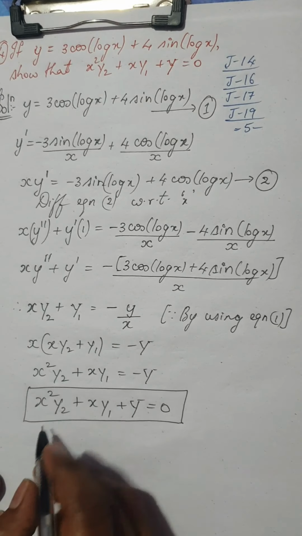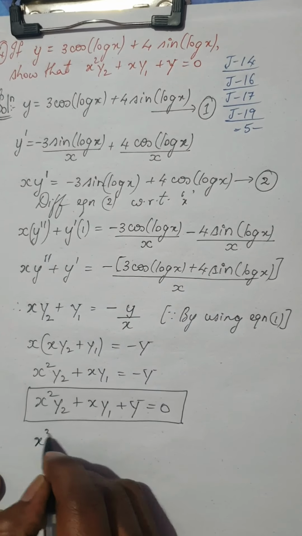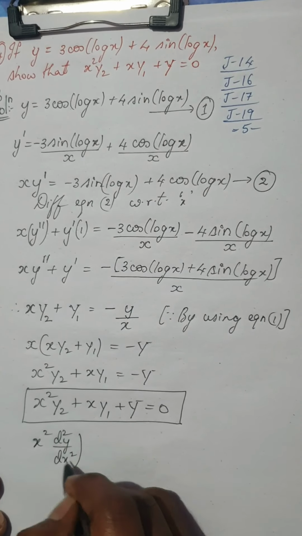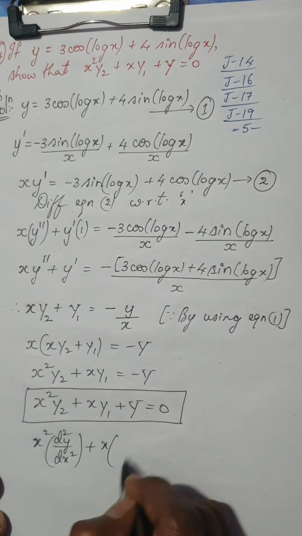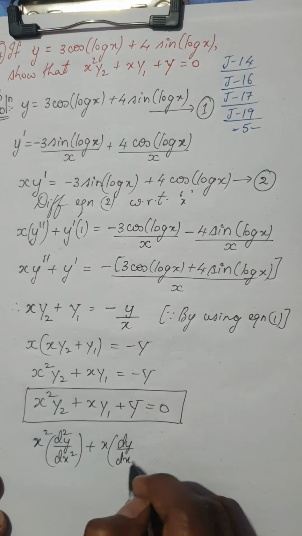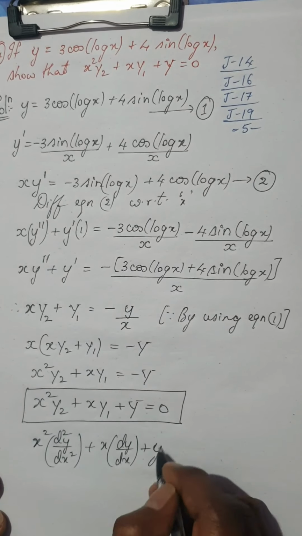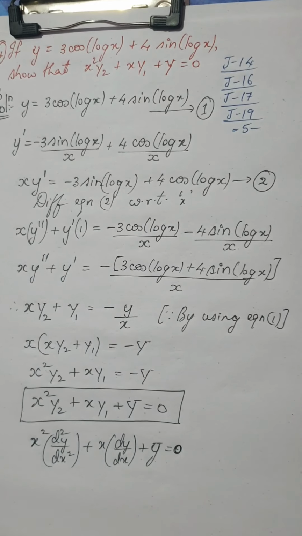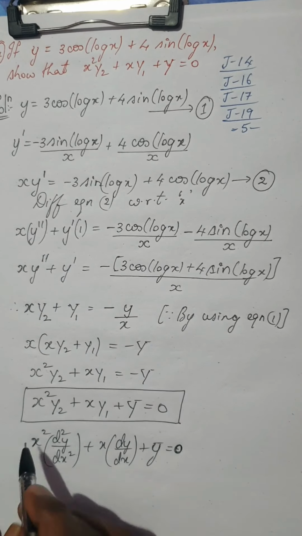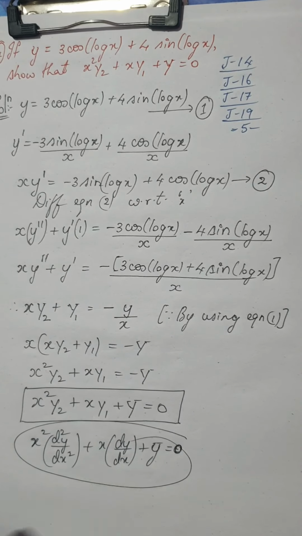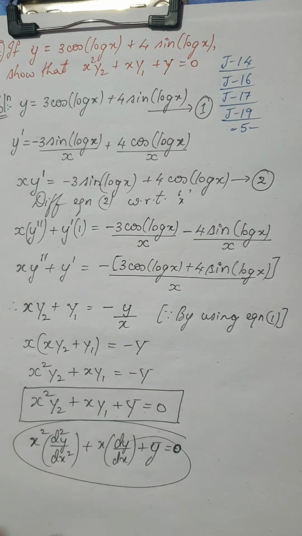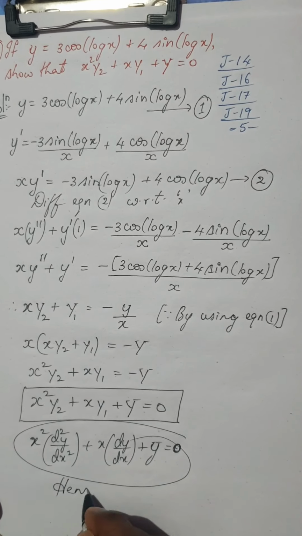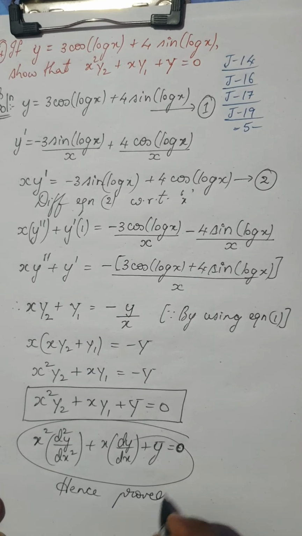Sometimes they may ask you the same thing in this way. Prove that x square into d square y by dx square, okay, plus x into dy by dx plus y equals 0. So if they ask you the same thing in this way also, remember this is nothing but the same thing proved above. Okay, so you can just say hence proved.